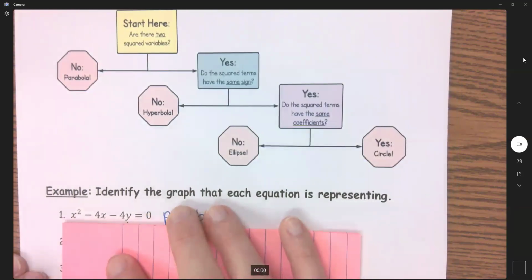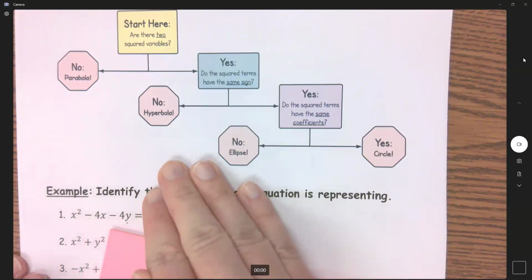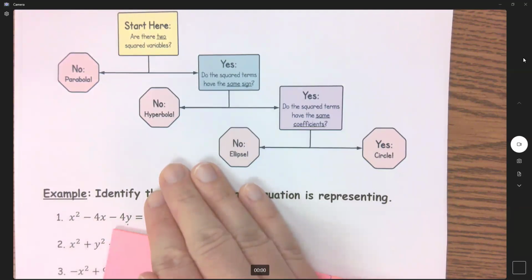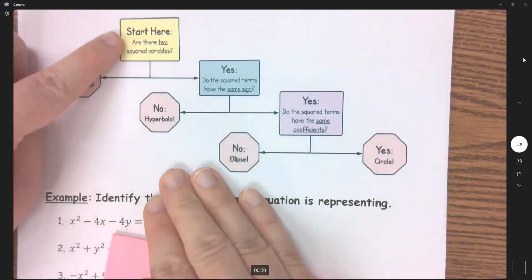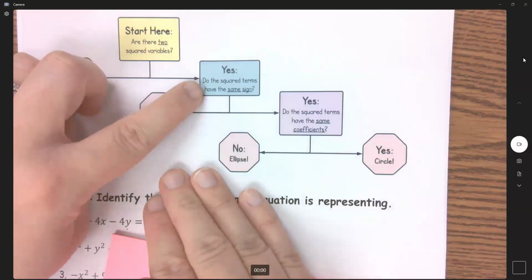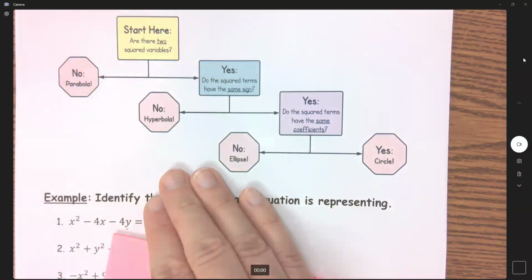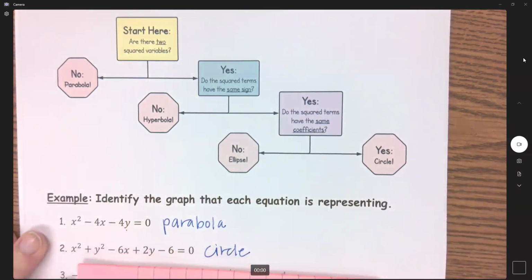Going to the next one, it really doesn't matter what's happening after these two here. If I have x squared and y squared, hopefully you know the relationship between these after going over them so many times, but if not, use this flow chart. Are there two squared variables? Yes, so we keep going. Do the squared terms have the same sign? Yes, it's positive and positive, so we keep going. Do the squared terms have the same coefficients? Yes, it's 1x squared and 1y squared. So yes, that should be a circle.